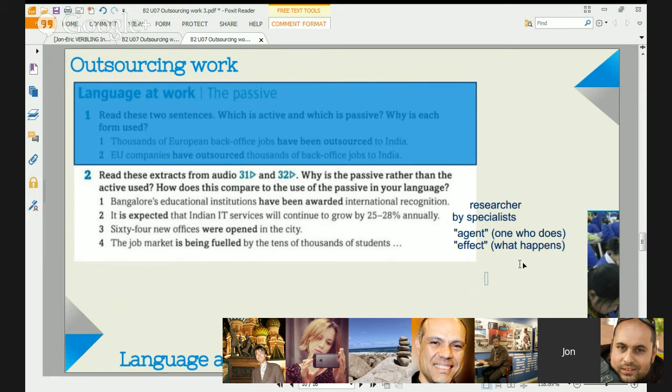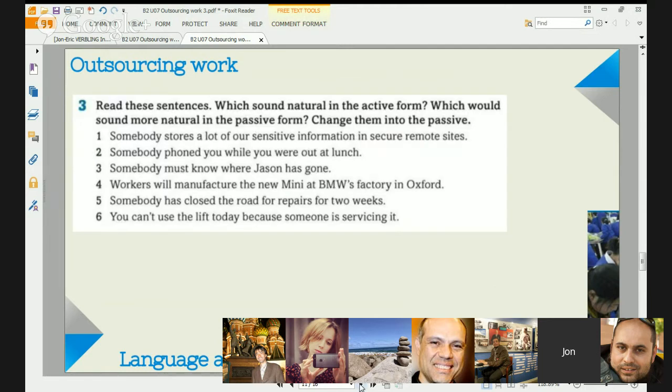All right, let's try a few examples and it'll be more clear. Read the sentences, tell me which sound natural in the active form and which sound more natural in the passive form. Change the ones that don't sound natural into the passive. So if it's in the active and it sounds strange, you're going to put it in the passive. All right? So, number 1. Khalid, we're up to you for number 1.